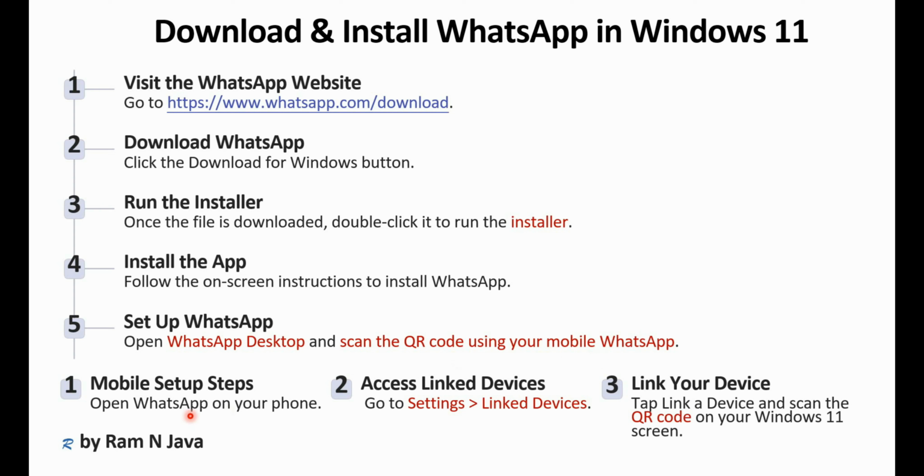For that, open WhatsApp on your phone, go to settings and click on link devices. Then using the link a device option, you can scan the QR code on your Windows 11 screen. We will see how to do that.